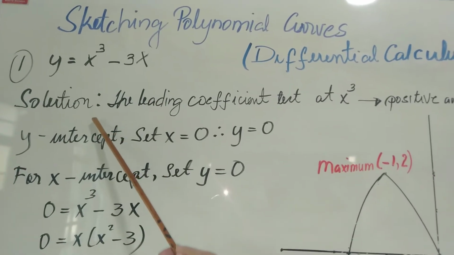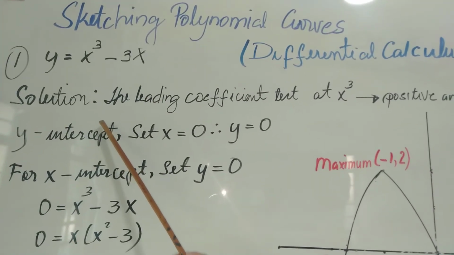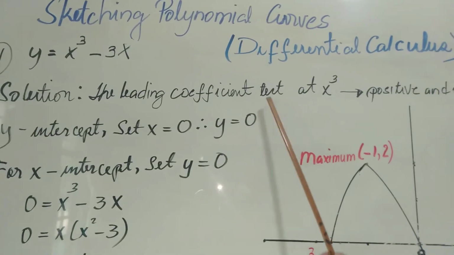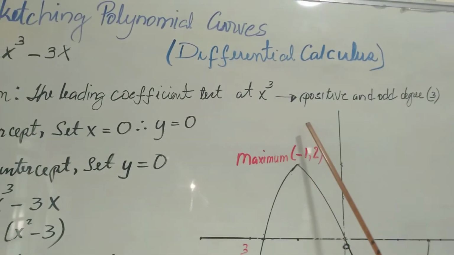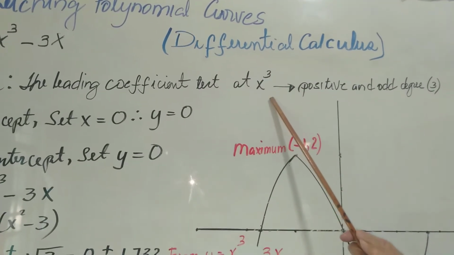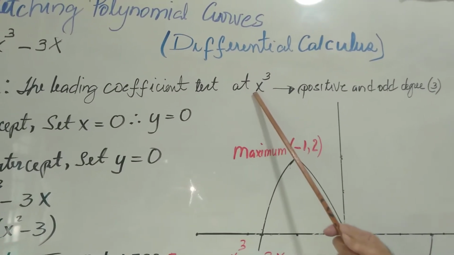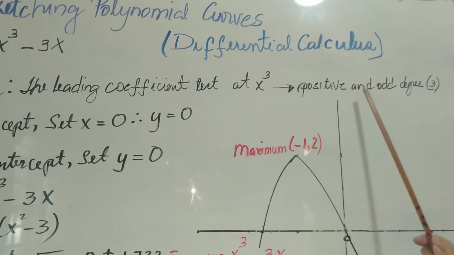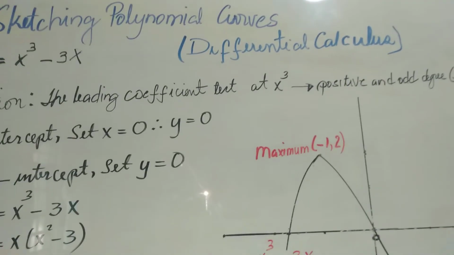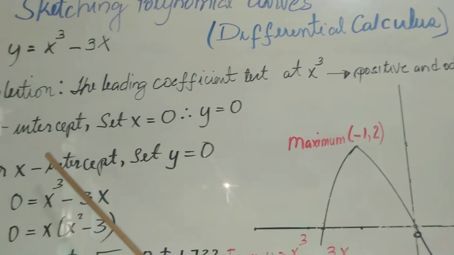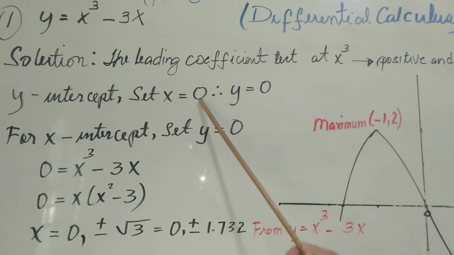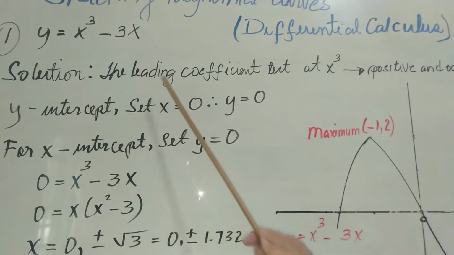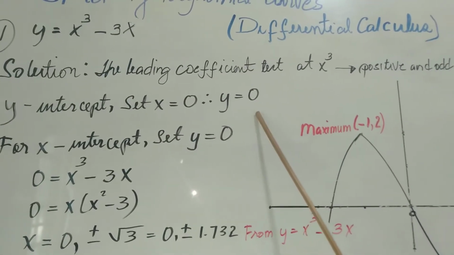First thing to do is to examine the leading coefficient test. As you can see here, the coefficient is positive and we have degree 3, odd degree. After knowing that, we get the y-intercept. We set x first to 0. If we set x to 0, we get y equal to 0.